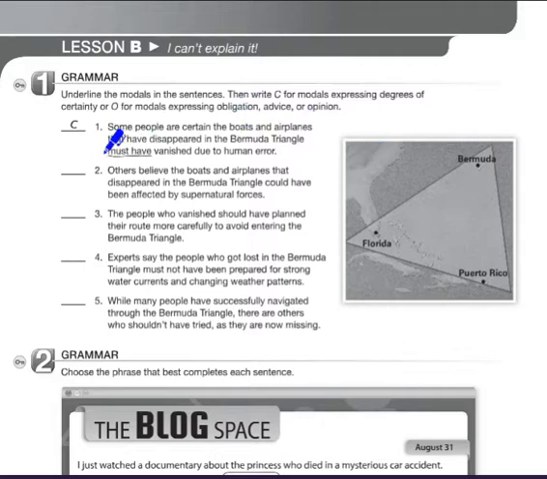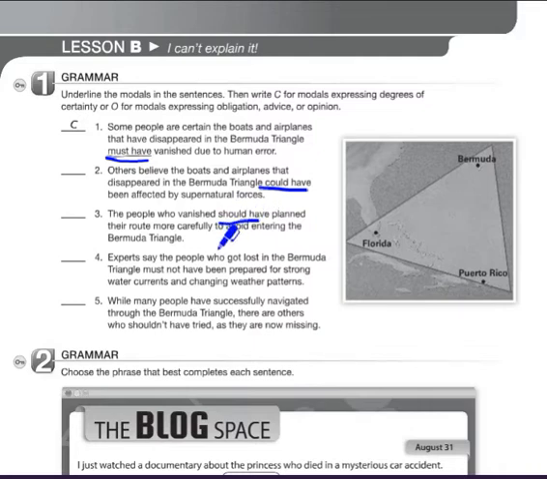Okay, so here in the book it's already underlined. Must have vanished, look at the past participle, vanished, due to human error. Then others believe the boats and airplanes that disappear in the Bermuda Triangle could have been affected. The people who vanished should have planned carefully before entering the Bermuda Triangle.